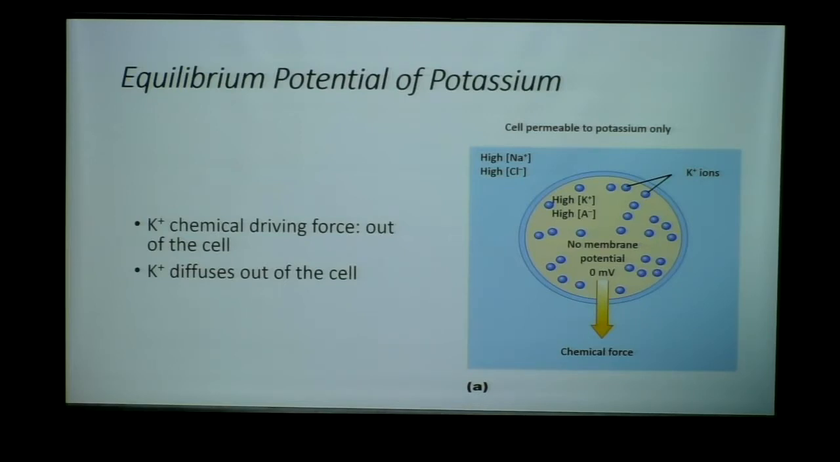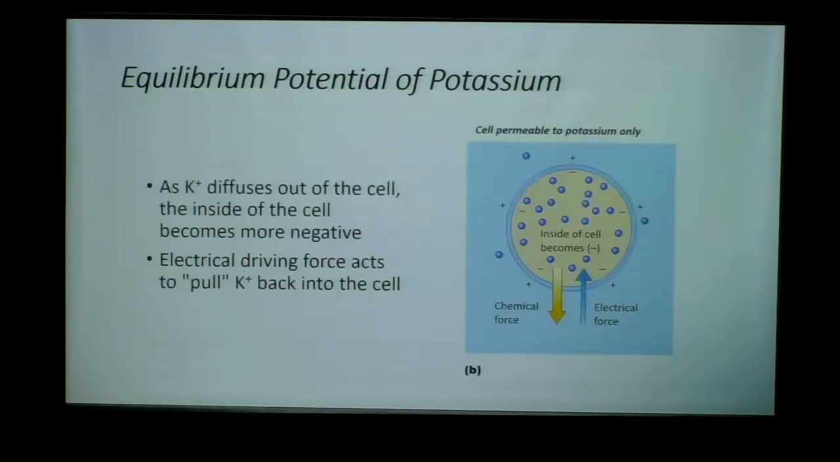Let's add to this, because we know that the chemical driving force is not the only force acting on potassium. What is the other force that we have to consider? The electrical driving force. So now, as potassium is moving out of the cell, we now have to consider that the inside of the cell becomes more negative, right? And potassium is positively charged. So the electrical force will be in what direction for potassium?